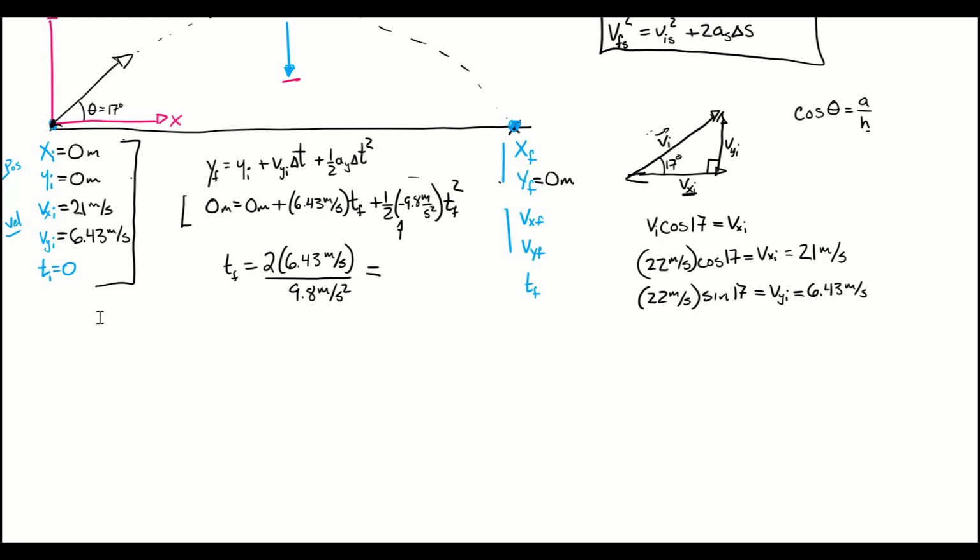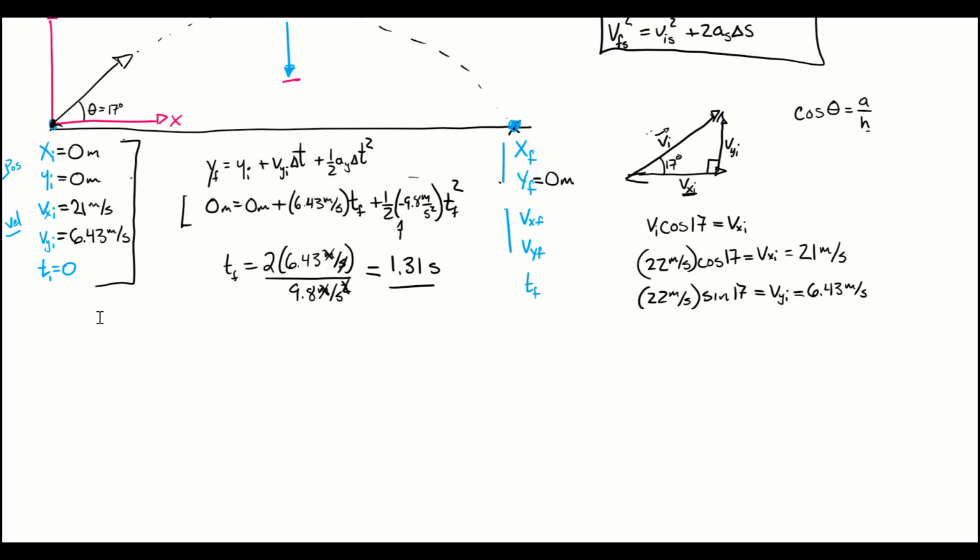enter that into your calculator and you end up with t final is equal to 1.31 seconds. You can check units here. The meters cancel with the meters. This second cancels with one of those seconds. That second comes up. So I am getting the right units with t final, so that's working out. And if you've ever kicked a soccer ball, that actually seems like a pretty reasonable number for how long it's going to be in the air.